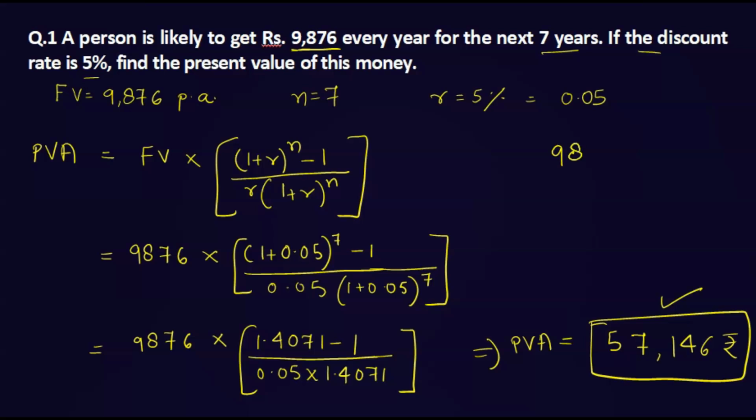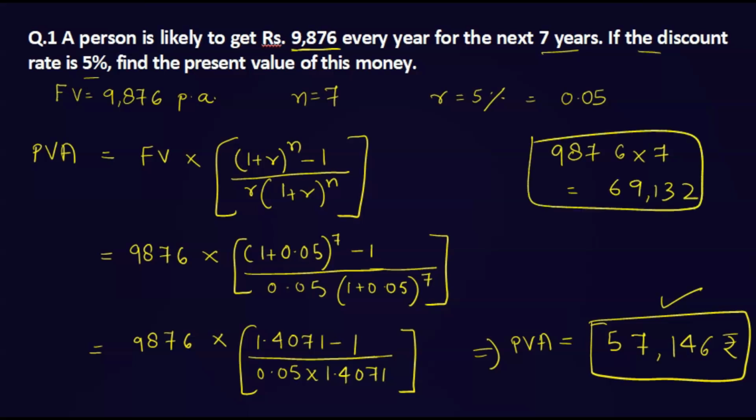See, 9,876 multiplied by 7, that means 69,132. This was the future value. This is the future value which a person is going to receive, 9,876 each year. So this is the future value altogether, and this is the present value, 57,146 altogether. So like this we can find it.